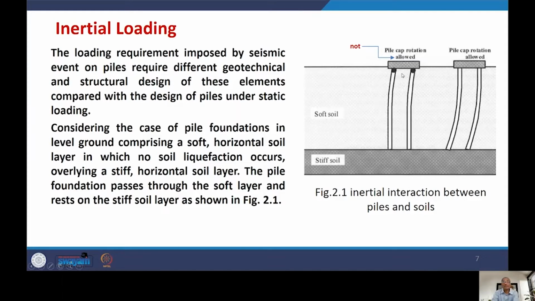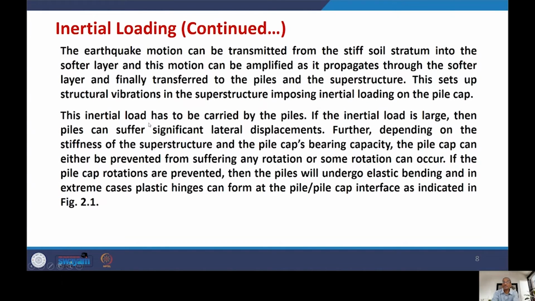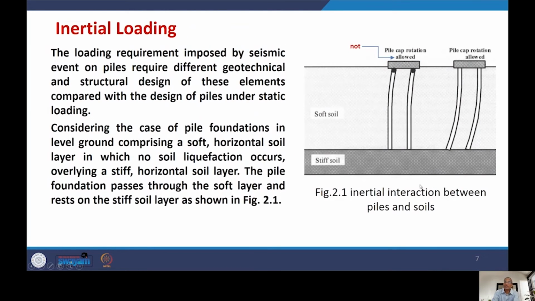Here, the earthquake motion can be transmitted first of all from the stiff soil stratum into the softer layer, and this motion can be amplified as it propagates through the softer layer and finally transfers to the piles and the superstructure. And this kind of transmission will set up vibration in the structure, imposing inertial loading on the piles. What you have here, the earthquake motion comes from below, it passes through the stiff soil, and then finally the soft soil will amplify it, and ultimately it reaches near the pile heads and pile cap. And this will set the tone for inertial loading.